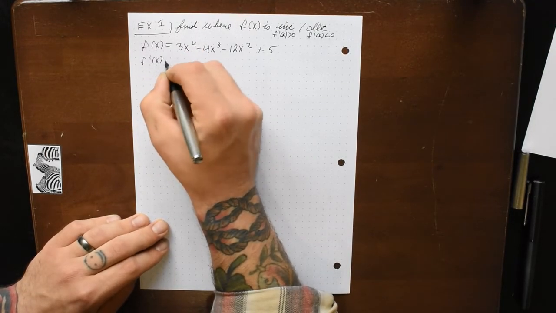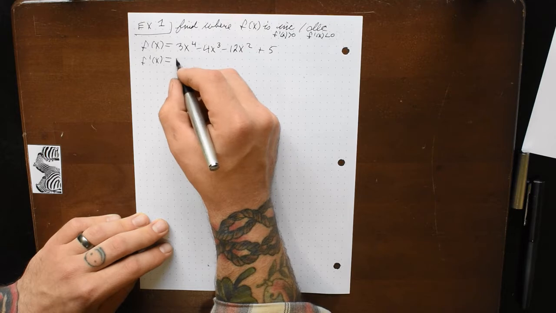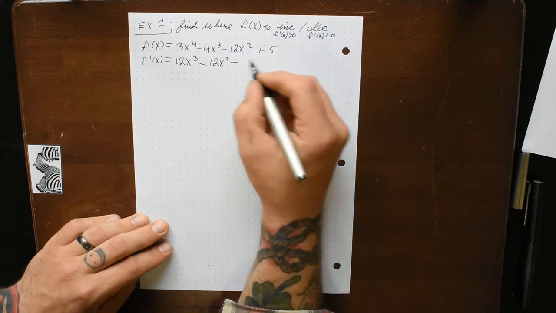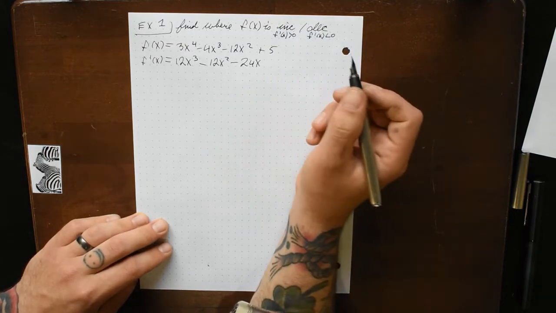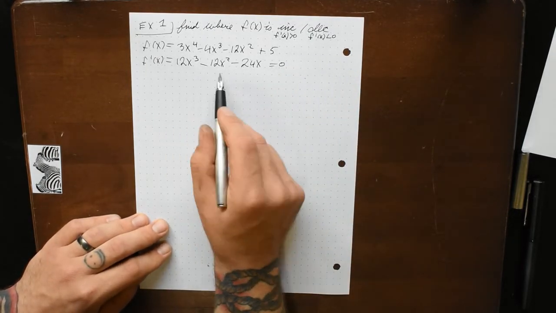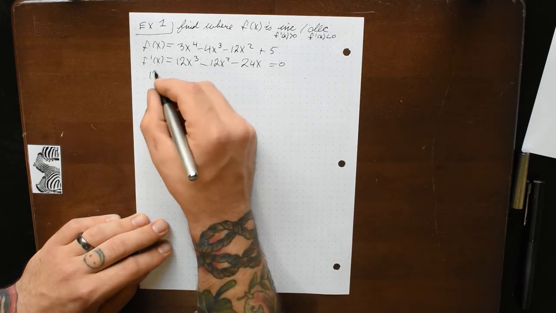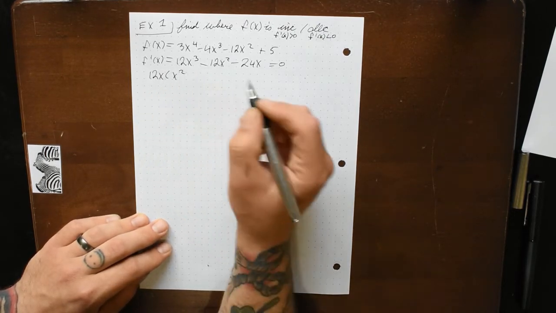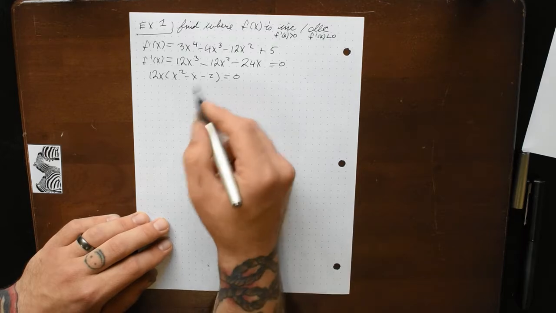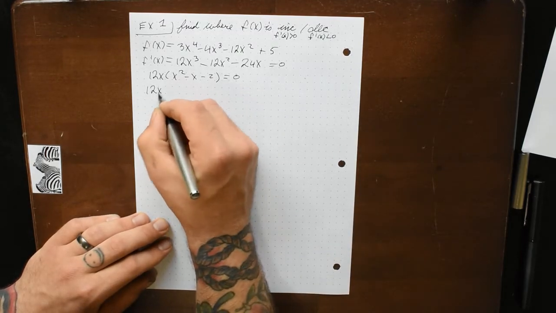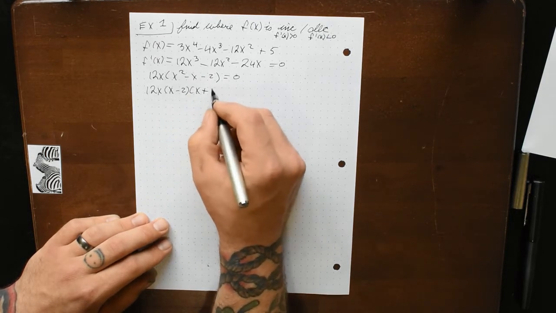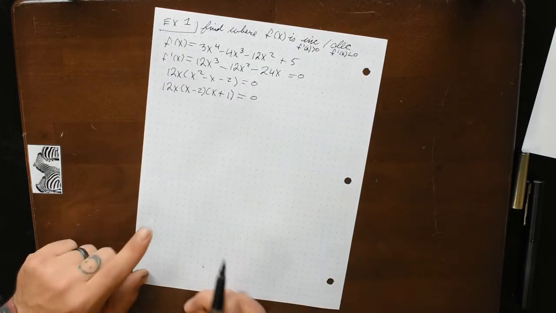F prime of x is going to be equal to, 4 comes down, that's 12x cubed minus 12x squared minus 24x plus 0. If we want to set this equal to 0, I'm going to pull out a 12x from each of these terms, and we'll get 12x times x squared minus x minus 2 is equal to 0. We can factor this. That'll turn into 12x times x minus 2 times x plus 1, and set that equal to 0.